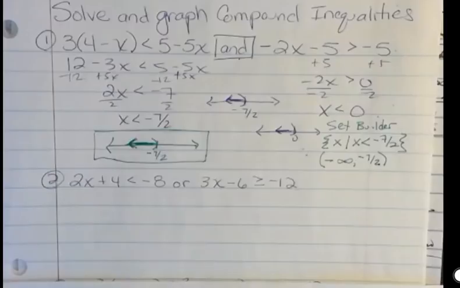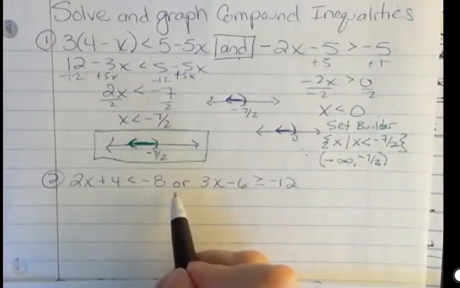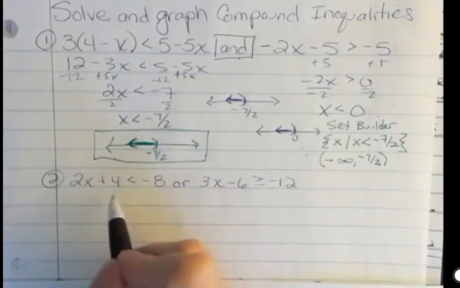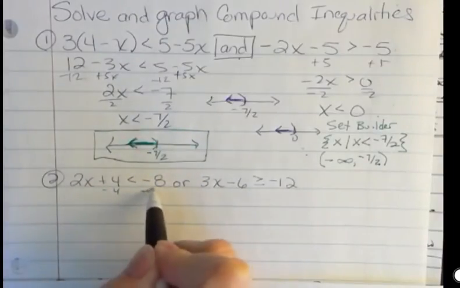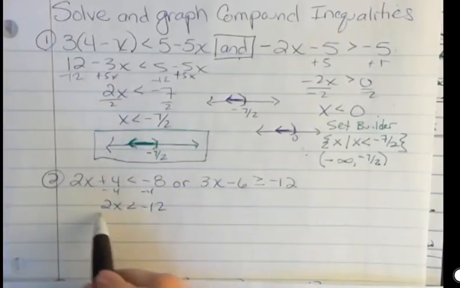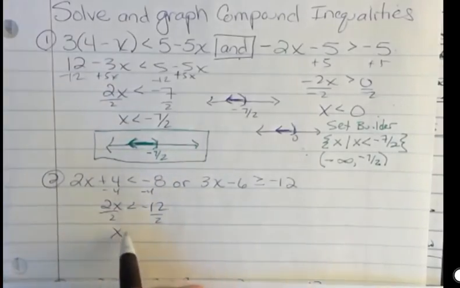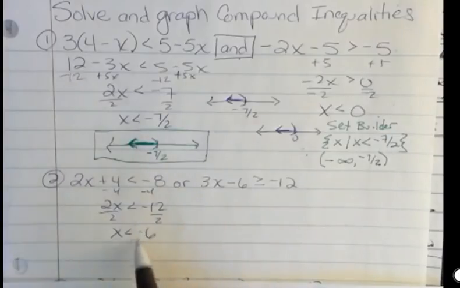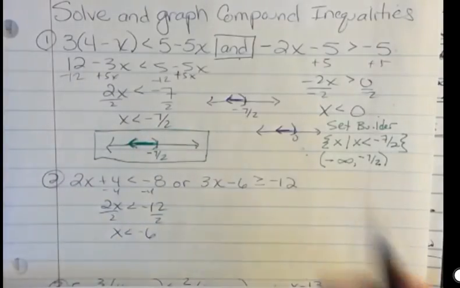Let's look at this one. I have an OR statement here. So now I'm joining two graphs together. I'm not looking for an overlap. But anyway, if I subtract 4 from both sides, I get negative 12. And if I divide both sides by 2, I get negative 6. I'm not reversing the arrow because I divided by a positive.